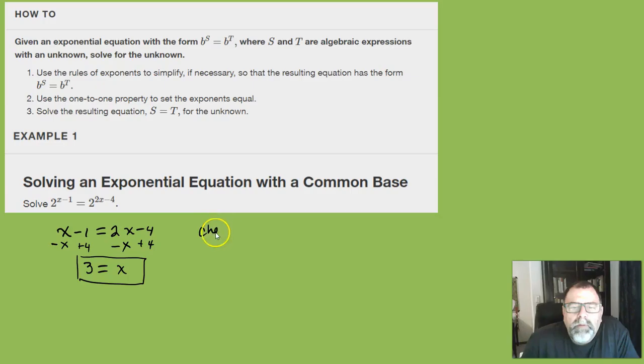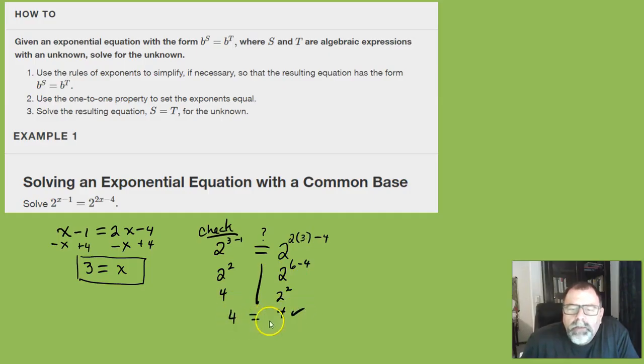And then if I want to check just to make sure it makes sense, 2 to the 3 minus 1, does that equal 2 to the 2 times 3 minus 4? So 3 minus 1 is 2. 2 squared is 4. And then 2 times 3 is 6. 6 minus 4 is 2, which is 4. So 4 equals 4. Check. Okay, so our solution is x equals 3.